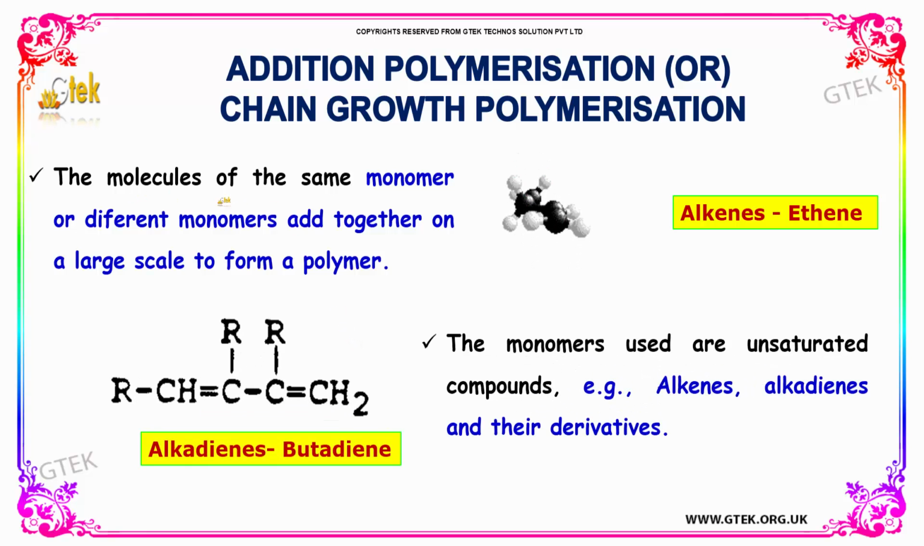The molecules of the same monomer or different monomers add together on a large scale to form a polymer. The monomers used are unsaturated compounds, for example alkenes, alkynes and other derivatives.